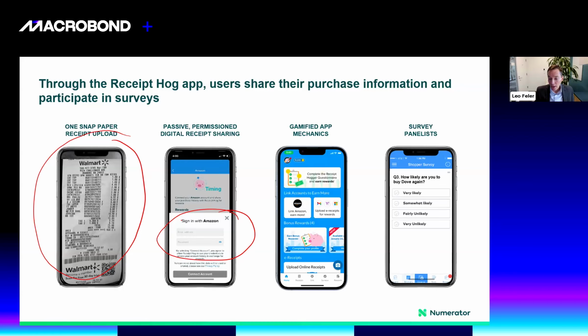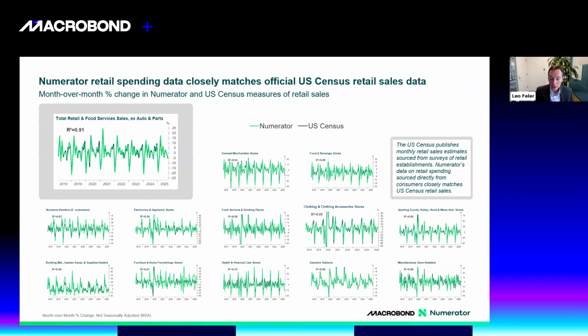It's a gamified app. And then importantly, we can push out surveys to consumers asking them questions such as, how likely are you to buy Dove again? Or asking them questions like, what do you think inflation will be a year from now? So we collect data from consumers and we can add that up to get a sense of what's happening in the US economy. Now, the US government goes out and collects data from retailers on how much they're selling. And this is how they put together something called the retail sales, the monthly retail sales report.